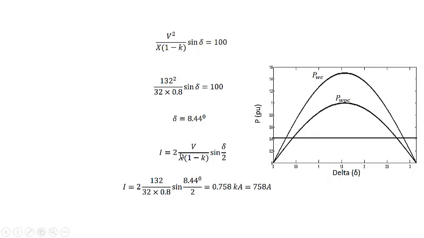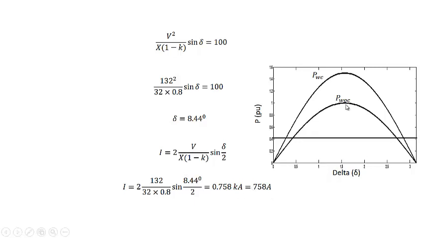So I will be equal to twice V divided by X (1 minus K) sine of delta by 2. It comes out to be almost the same value as before. Even for the same current, because here delta has reduced, this term has reduced and that term has increased, the reduction of one and the increase of the other cancel out each other. So in that case, this current will be 758.